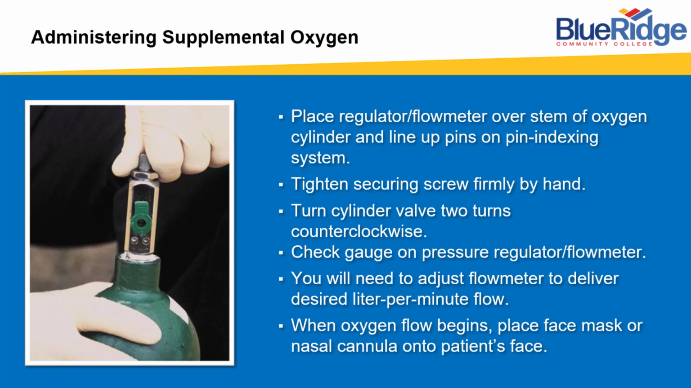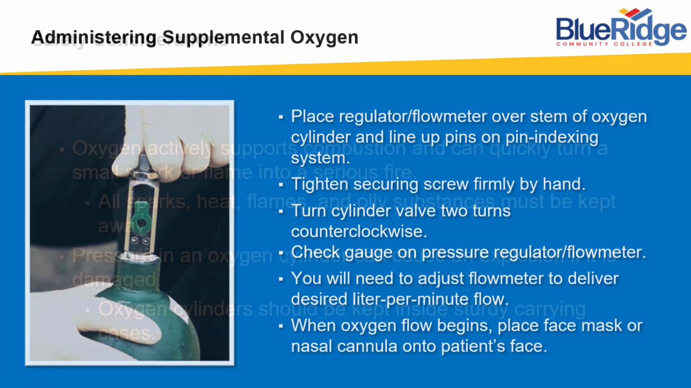So, administering the supplemental oxygen. First, we want to assemble our equipment. So we'll place the regulator over the stem of the oxygen cylinder. Here you can see a little green cap covering the orifice of where the oxygen is going to come out of that valve stem. And that's just a protective dust cap. So we will remove that first, and slide the regulator over the valve stem.